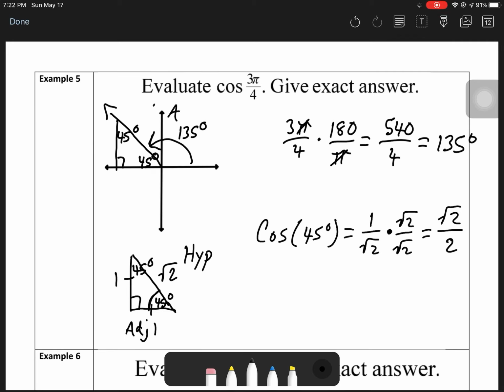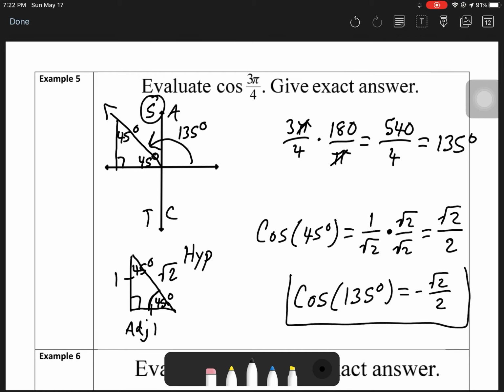But we are in the S quadrant, ASTC. Don't forget about that. S, only sine and cosecant are positive, which means our answer here for cosine of 135 is actually going to be negative square root of 2 over 2. And just like in that last lesson I talked about, everything in quadrant 1, A, is positive.